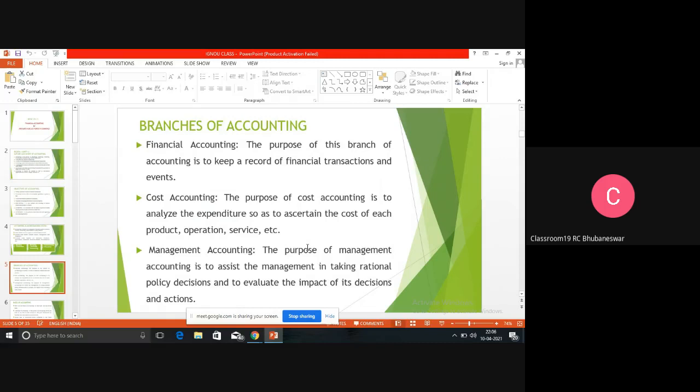As per management accounting, the purpose is to assist and evaluate the impact of various decisions upon the various departments in the process of profit making. So we can say the three branches of accounting are interdependent.